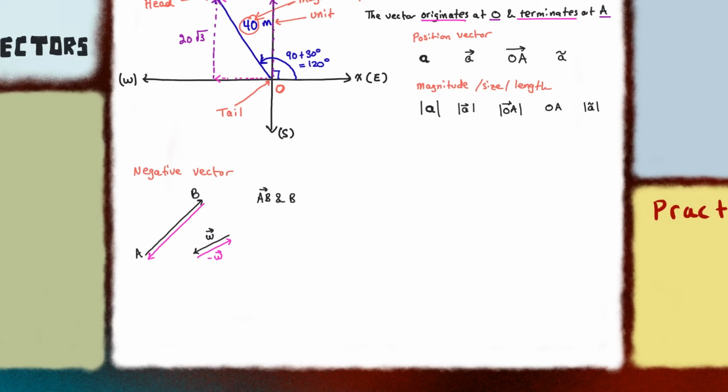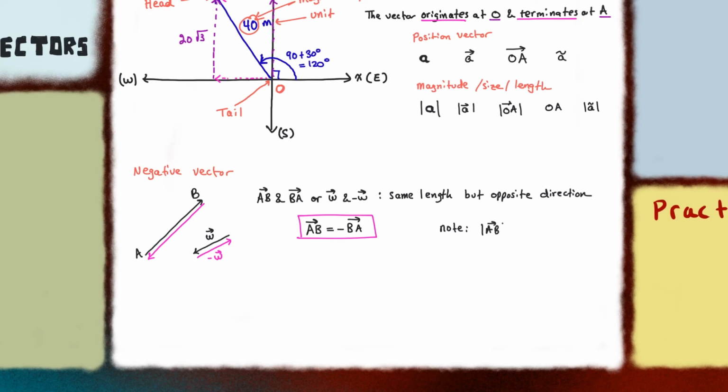So AB and BA, or W and negative W, are negative vectors, and these vectors have the same length, so they must have the same size, but they have the opposite direction. Now, if we take vector BA and we take its negative, then the direction changes, it becomes AB, so AB is equal to negative BA in terms of vectors, and note that the magnitude of vectors and their negative is always the same.